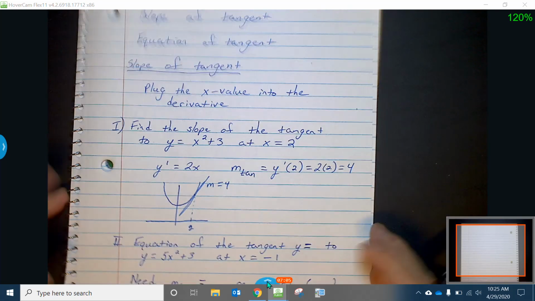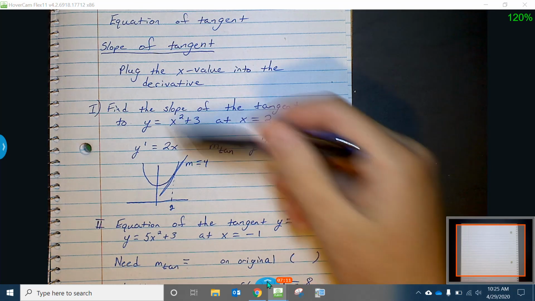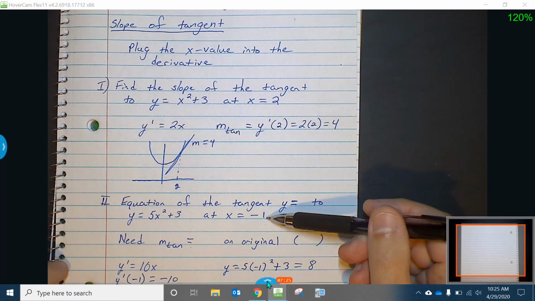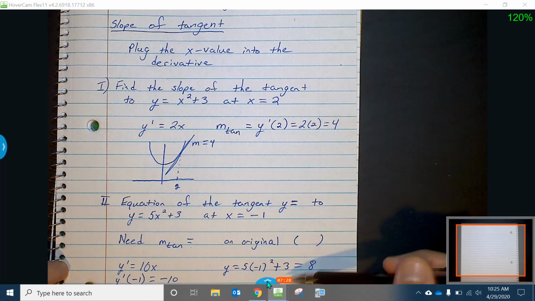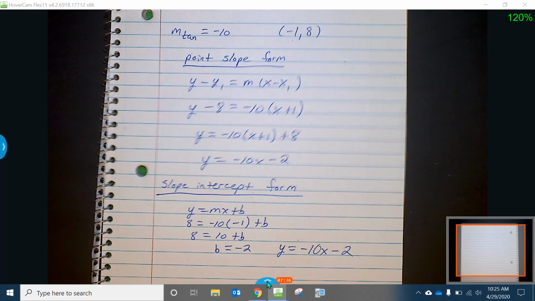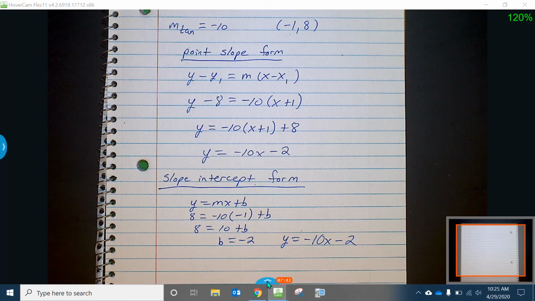Okay, so just quick review. To find the slope of the tangent, just the slope of the tangent, you take the derivative, plug in the x value. To find the equation of the tangent, you need the slope of the tangent, so take the derivative, plug in the value. And then you need the original point. Sometimes they give it to you, sometimes they just give you the x value. Here they gave us the x value, so I plugged it into the original and got 8. And then from there, you can use either your point slope form or your slope intercept form. It doesn't matter, whatever you like. So that completes finding the slope of the tangent and the equation of a tangent.